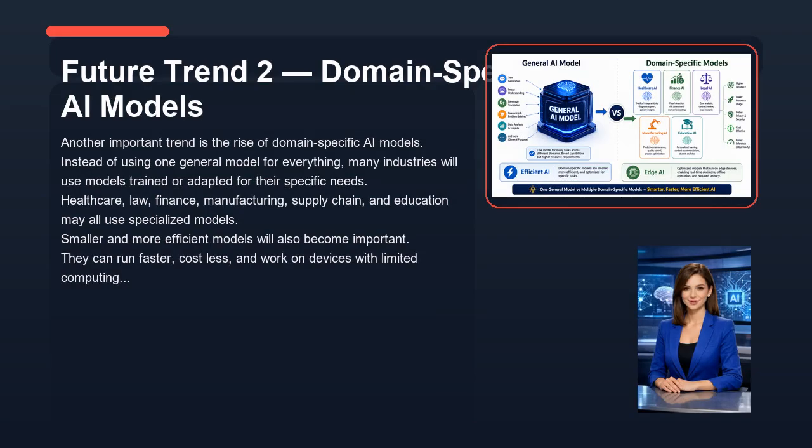Now let's look at future trend 2, domain-specific and smaller AI models. Another important trend is the rise of domain-specific AI models. Instead of using one general model for everything, many industries will use models trained or adapted for their specific needs. Healthcare, law, finance, manufacturing, supply chain, and education may all use specialized models.